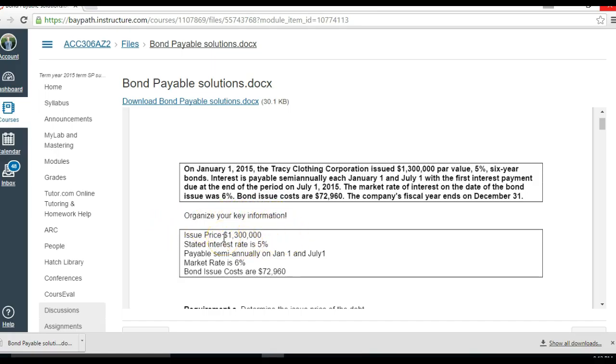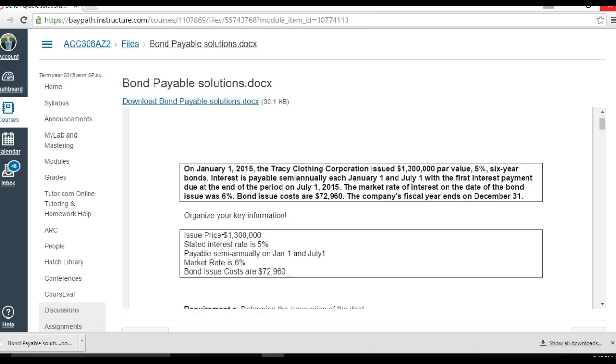We know that the issue price or the par value is $1,300,000. The stated interest rate or the coupon rate that's on the bond is 5%. It's payable semi-annually on January 1st and July 1st. Very relevant because that's going to affect how we do present value. We're going to have to adjust the number of payments, as you know, and the interest rate. The market rate is 6%. That's what's relevant here.